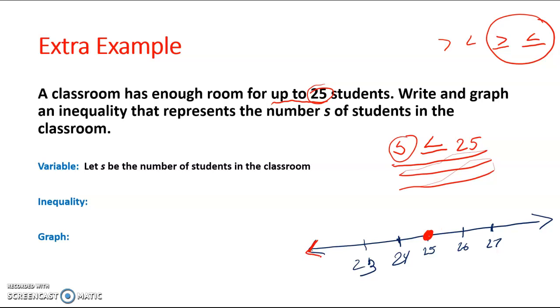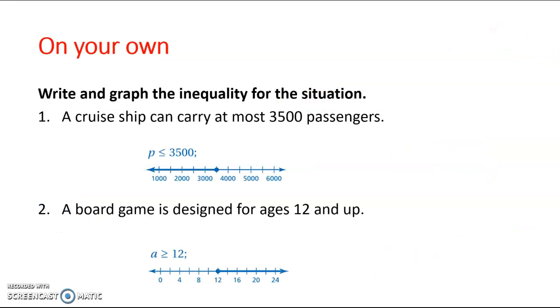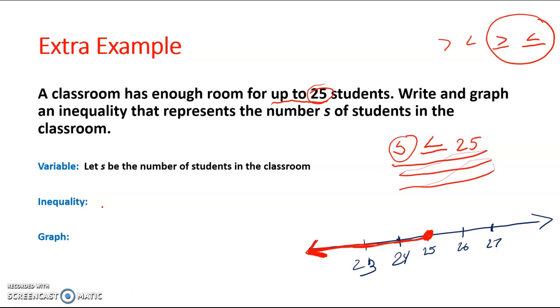So my graph should look something like that. Any number of students, I can plug in any of these values to the left of 25 in S, and that inequality would stay true. On the flip side, I can't plug in 26 in place of S, because if I plug 26 in place of S, that inequality would not be true. There would not be a solution. All right. I guess I didn't give you the answers on the side, but yeah, the inequality would be S less than or equal to 25, and then that would be my graph.